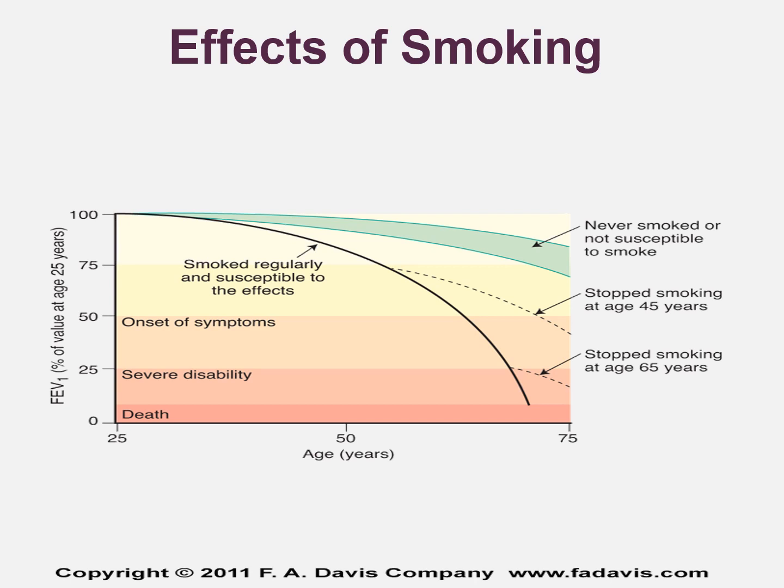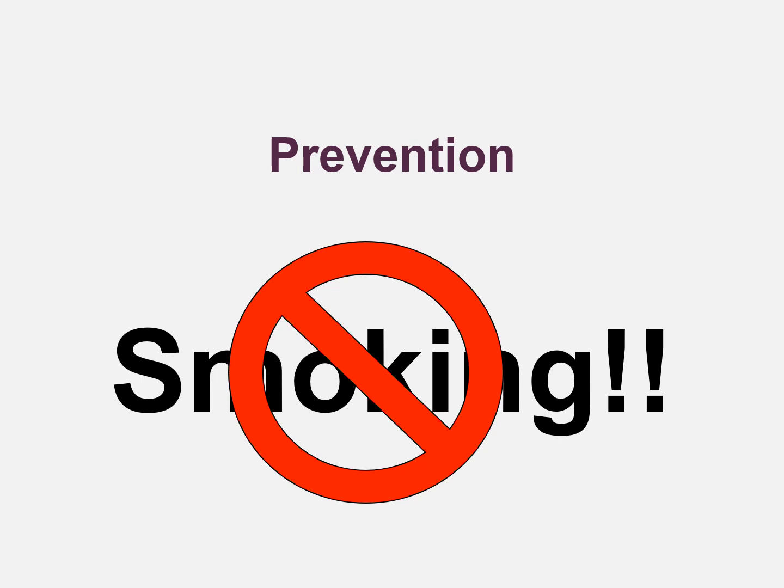So this graph shows the effects of smoking and different risk factors on how the forced expiration volume can be affected based on the age of the patient. So it decreases over time, and if you stop smoking at an earlier age, you can actually regain some of that back or not lose as much of it. So the main thing is to prevent or stop the patient from smoking.